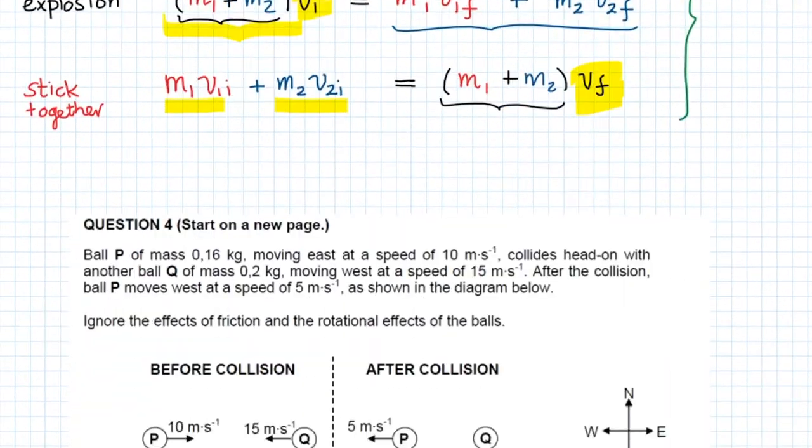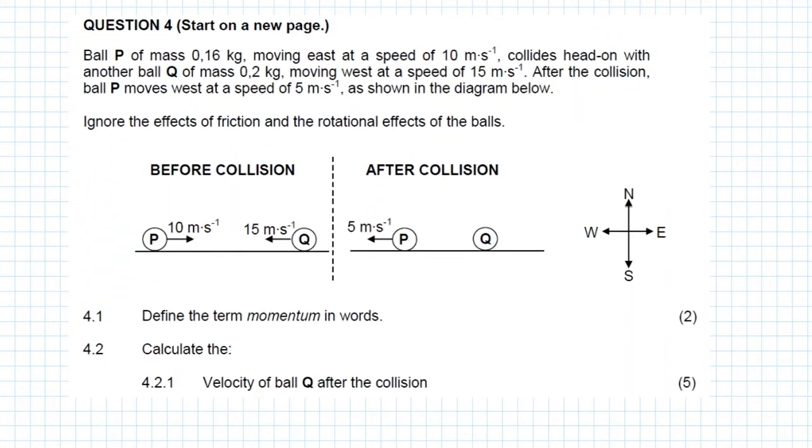Let's now take a look at a few problems involving the formulae that we spoke of or that I showed you above, as well as the principle of conservation of linear momentum. This question says ball P of mass 0,16 kilograms moving east at a speed of 10 meters per second collides head-on with another ball Q of mass 0,2 kilograms moving west at a speed of 15 meters per second.